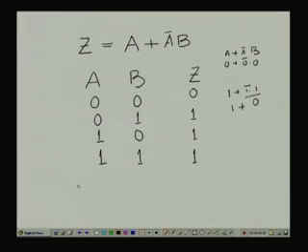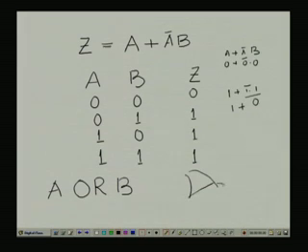So, if we consider the OR gate, this is nothing but A OR B, the simple two input OR gate whose inputs are A, B. So, the circuit we have got in the previous page, the logic circuit, is equivalent to a two input OR gate.